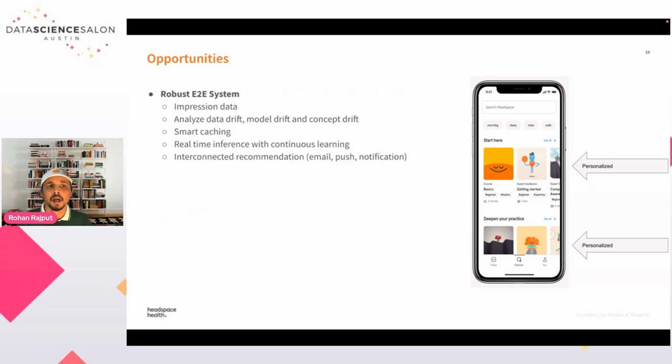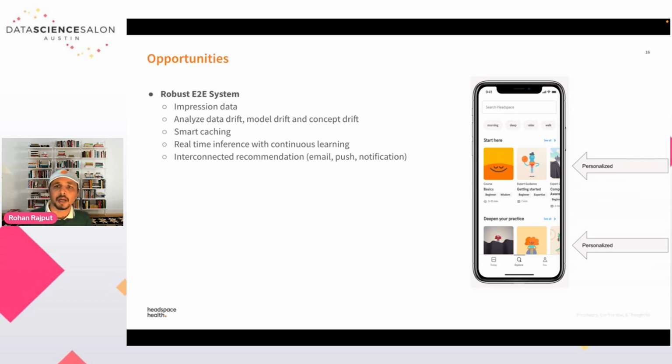The last thing is that we are not building just a very good model, but a robust end-to-end system. So we want to incorporate multiple types of data from multiple streams. For example, impression data: if the user is just scrolling on the content, can we use that data, rather than click-through rate and all those things, and utilize the impression itself? We wanted to analyze different types of drift like data drift, model drift, and concept drift. So we can attentively monitor our recommendation all the time, and if there is any kind of drift, we can intervene in that particular scenario.